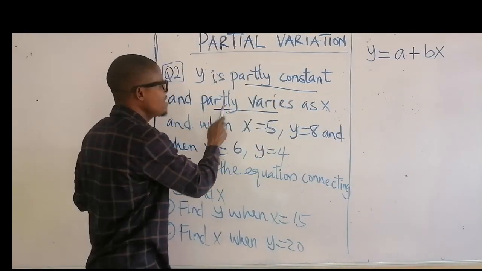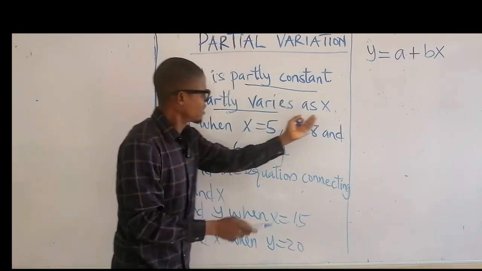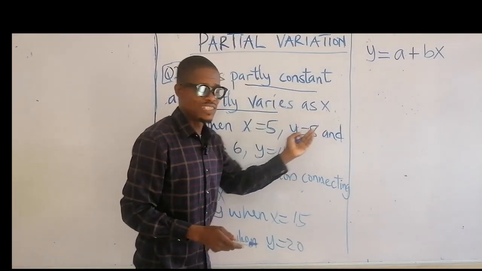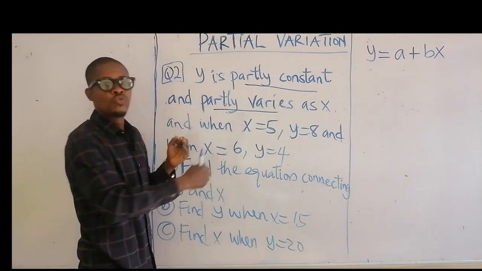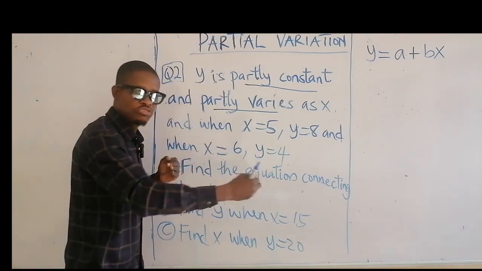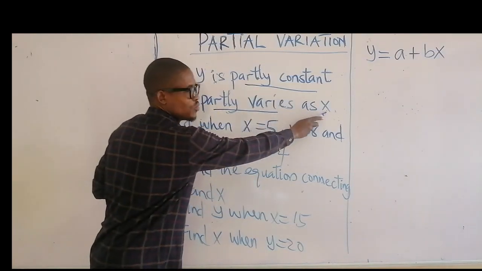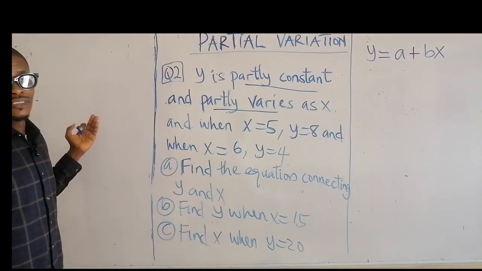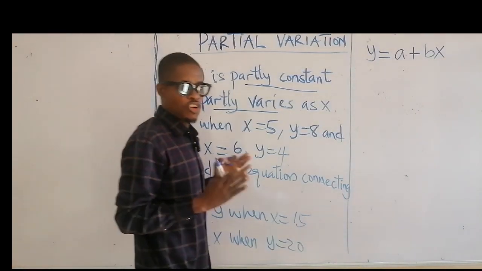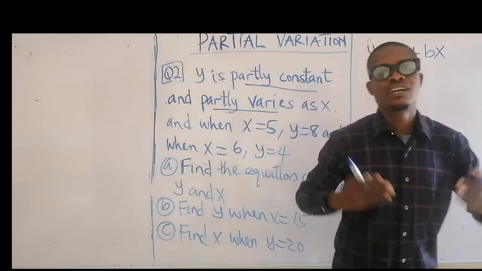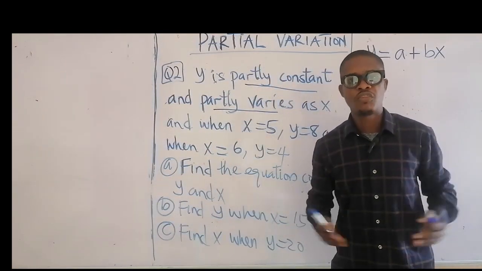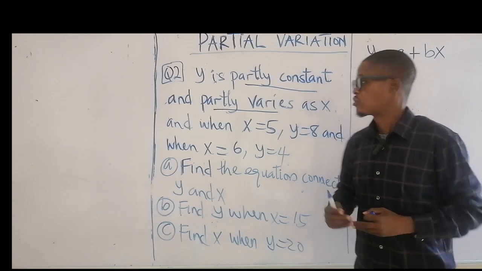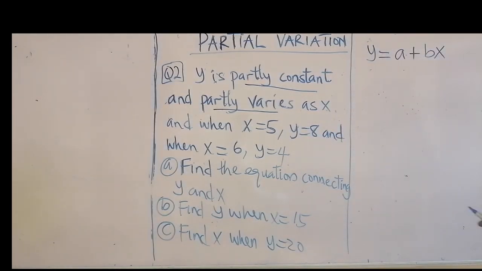Then the next thing, partly varies as x. In that case, another constant will be introduced, with the variable. And that's that. So once your equation is correct, then the next approach will be easy. So let's begin to substitute the given variables.